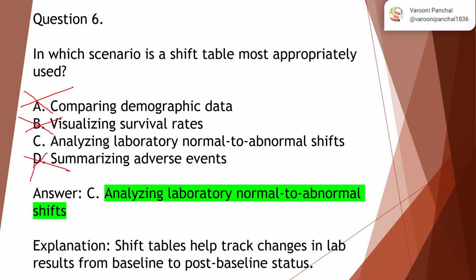So the correct answer is C, analyzing laboratory normal to abnormal shifts. So in this scenario, the shift table is more appropriately used. It is used to help track changes in lab results from baseline to post-baseline status. That is what the shift table helps with.